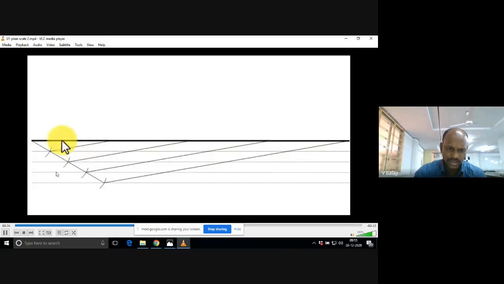Okay. So whenever you write something on the drawing sheet, draw 5 mm lines. In between the 5 mm lines, you insert any data.